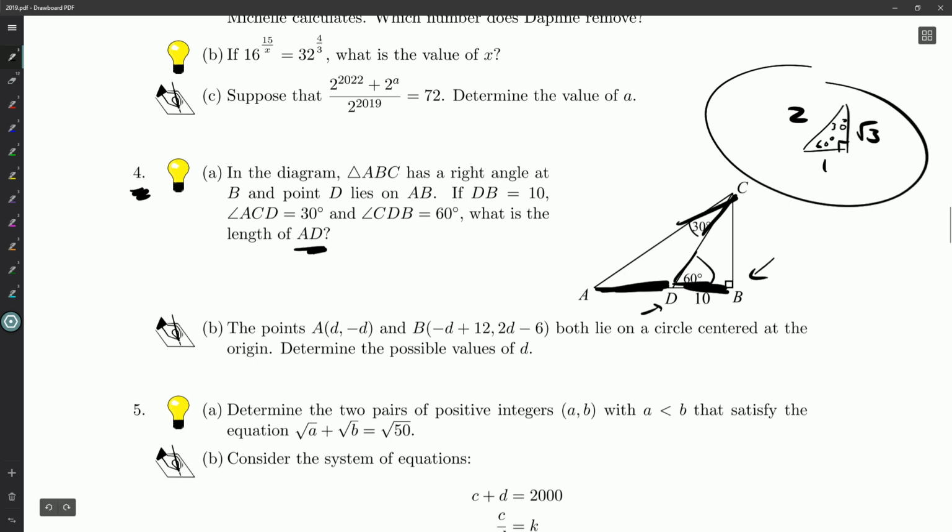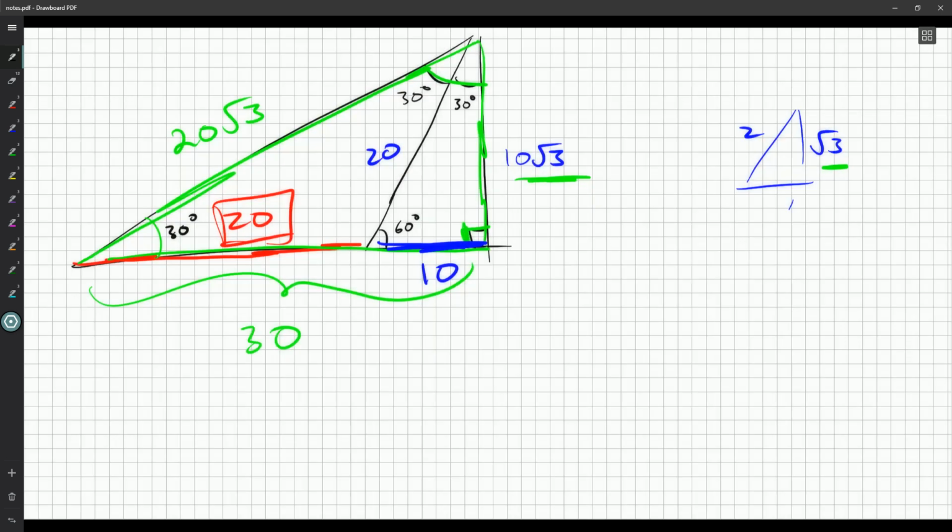Now, what have we got for B? The points D, minus D and minus D plus 12, 2D minus 6, both lie on a circle centered at the origin. Determine the possible values of D. Okay. So it's a circle centered at the origin. They're not being entirely clear as to what it is, but we're given coordinates, so I start thinking equations for circles.